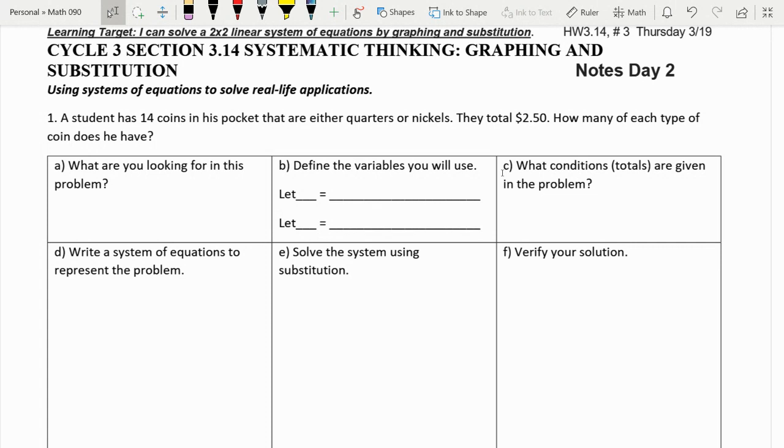All right. So what is it that you're looking for in the problem? How many of each coin does he have? So the very first thing is, what are they looking for? The number of quarters, and then the other thing is the number of nickels. And then define the variables.